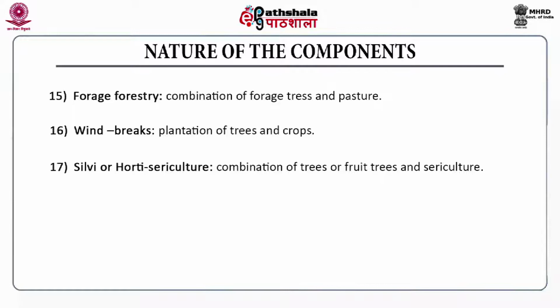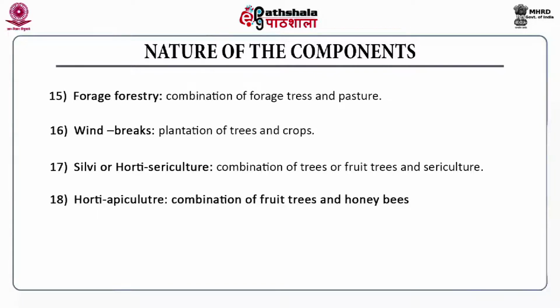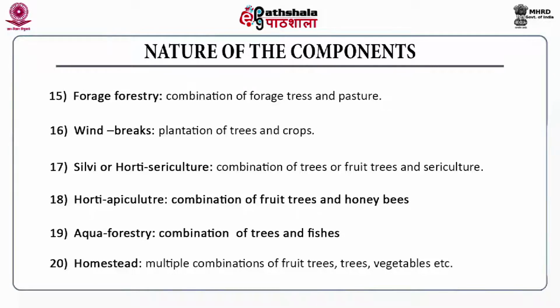Next comes silvi or hortisericulture. It is the combination of trees or fruit trees and sericulture. Then comes hortiapiculture. It is a combination of fruit trees and honey bees. There comes aquaforestry. It is the combination of trees and fishes. Then comes homestead. It is the multiple combination of fruit trees, simple trees, vegetables, etc.